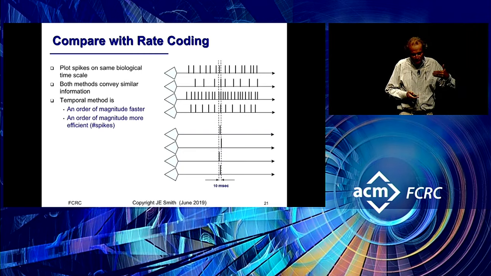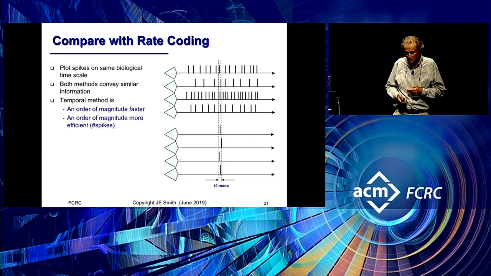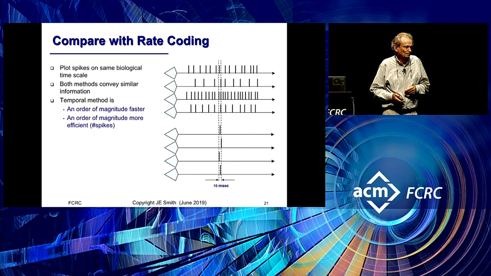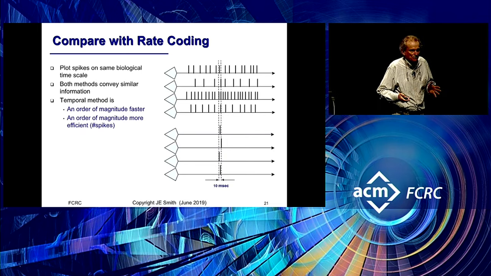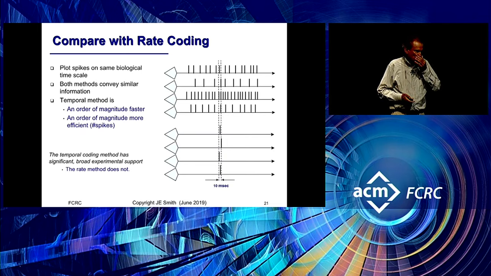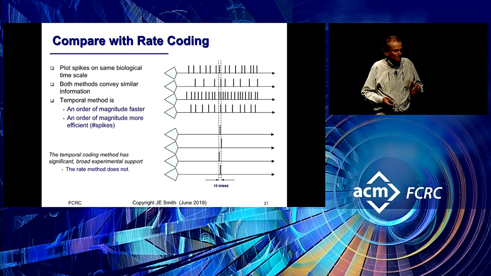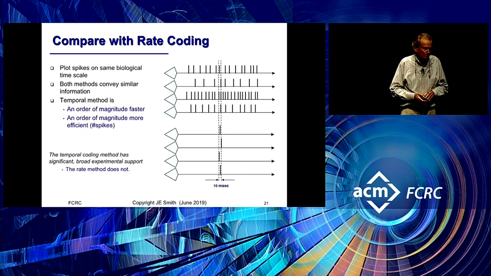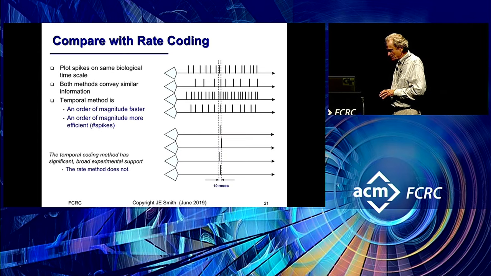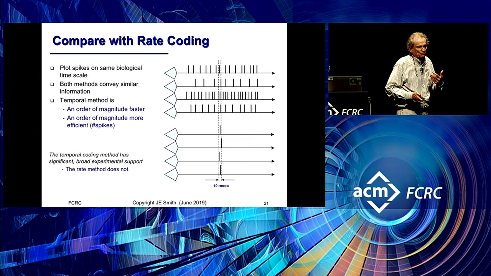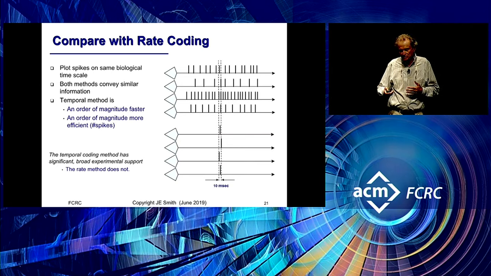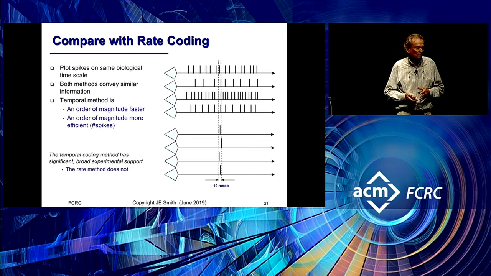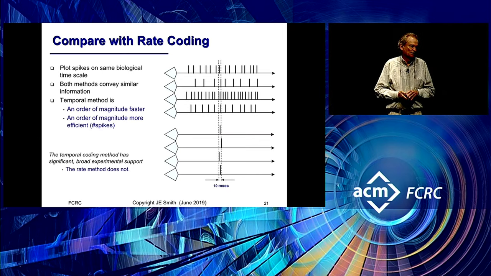On the other hand, from a practical perspective, the fastest rate you're going to achieve is about 100 hertz, a 10 millisecond clock period. So these are the same scale. But what you see is that the temporal method is an order of magnitude faster, and it's also an order of magnitude more efficient. There are two orders of magnitude difference. So it's apparent which the good engineering choice would be. And not only that, but the rate method for a lot of tasks that have been measured experimentally would simply be too slow. So the temporal method has significant broad experimental support. The rate method does not.